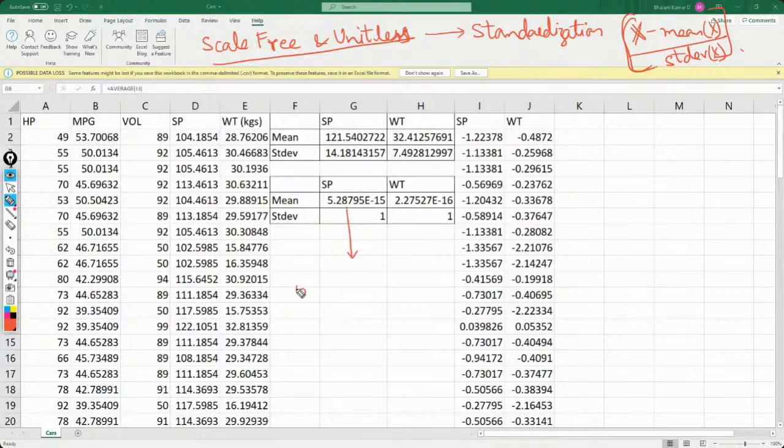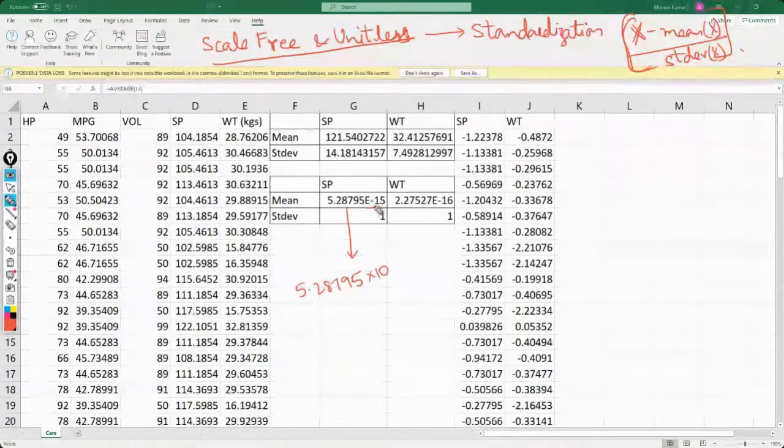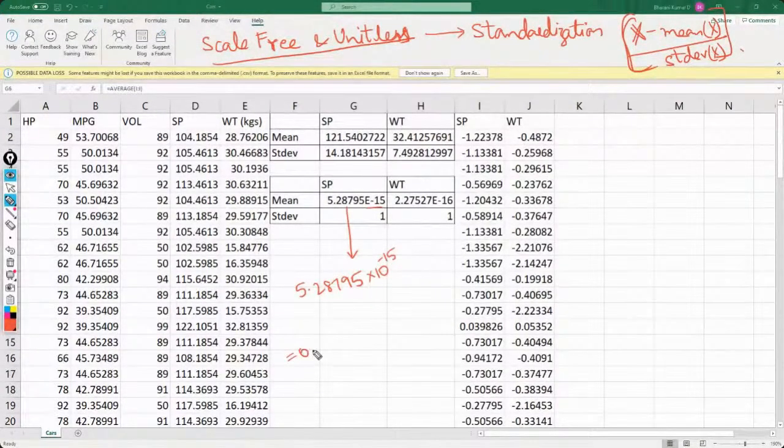Oh, hold on. Here, this can be written as 5.28795. Not just Excel, any statistical programming language which deals with numbers, if you have a number which is very lengthy, it's going to compress that number by including this E. So you say 5.28795 multiplied by 10 raised to the power. This E means 10 raised to the power minus 15. So you write it as 0.000000000000005288. Is this not 0? It is approximately 0.